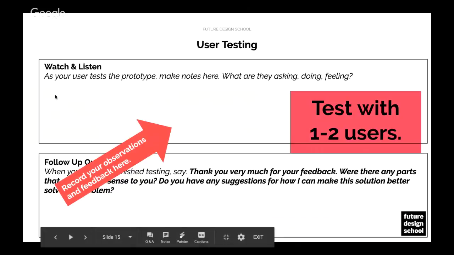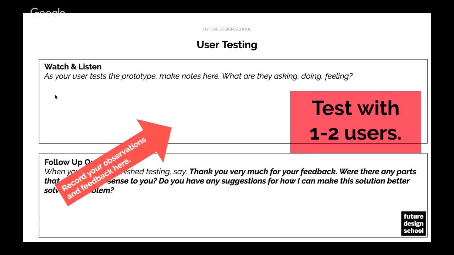Then you want to think about any follow-up questions. So when they have completed the testing, you want to say something like, thank you very much for your feedback. Were there any parts that didn't make sense to you? Do you have any suggestions for how I can make this solution better, solve the problem? So those are those two key pieces, and you will be submitting this for us to see how you came up with your user testing feedback.